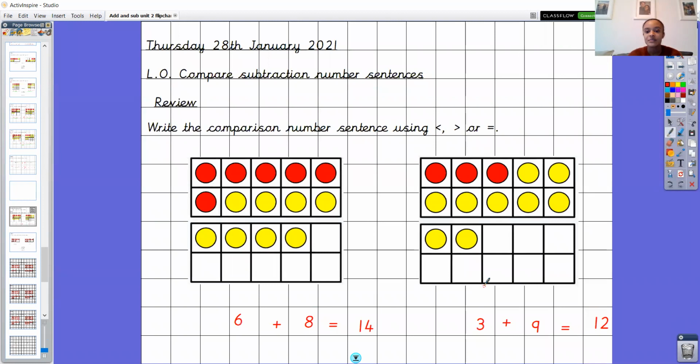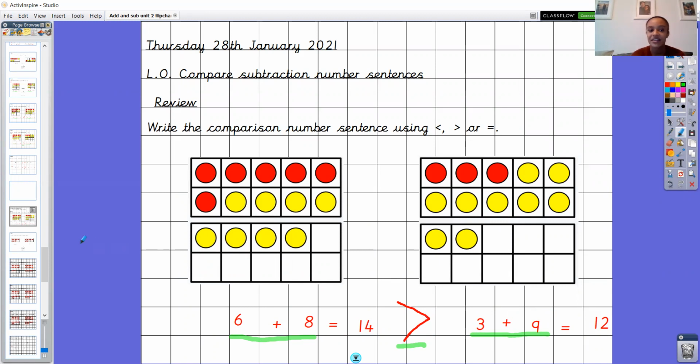I know that the symbol is going to face the biggest number, which means it's going to go this way. And that means it's showing me more than. This is the more than symbol. When I read the sentence out as a whole, I don't need to include the answer. I can, but it's quicker to just say the first part of the number sentence and this part of the comparison. So 6 add 8 is more than 3 add 9. Are you ready to say that with me? 6 add 8 is more than 3 add 9.